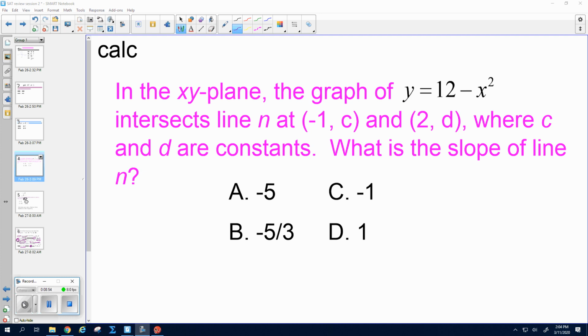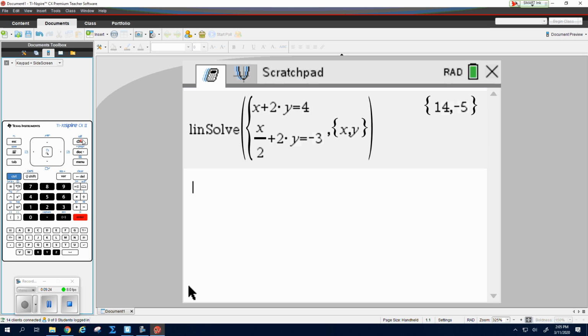Okay, so this is the next one we're going to do, if you guys can find it on your page. In the xy plane, the graph of y equals 12 minus x squared intersects line n at negative 1, c and 2, d, where c and d are constants. What's the slope of the line? This looks hard. It's not hard, okay? First, you want to plug this parabola into your calculator, or you can find C and D by literally substituting in here, but we'll use our calculator because it's more fun right now, and we're doing calculator skills.